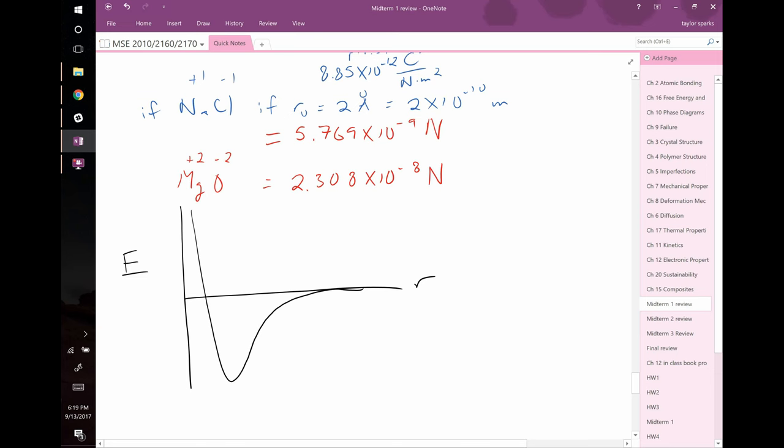So the question said, can you read it one more time for us, Anna? In order to reduce R0 by 10%, energy must be increased. Is it true or false, and why? So this might be R0 minus 10% at that point. Did we have to increase energy? Yes or no? Yes. Yeah, you betcha we did. Because we're now right there instead of down there. R0 is the equilibrium position. It should be the lowest energy. By definition, R0 is when it's happiest, when it's at the bottom of this potential energy well. So if you pull it apart, or if you squeeze it closer together, you have to pay for that by going up in energy. That's a true statement.